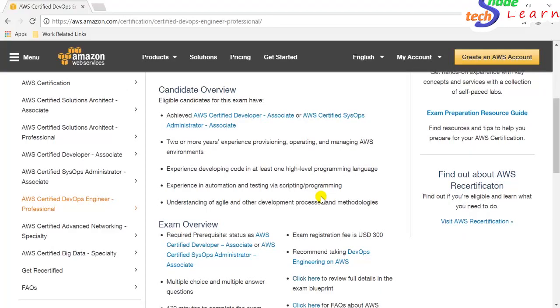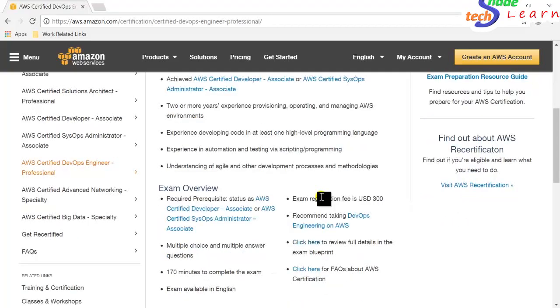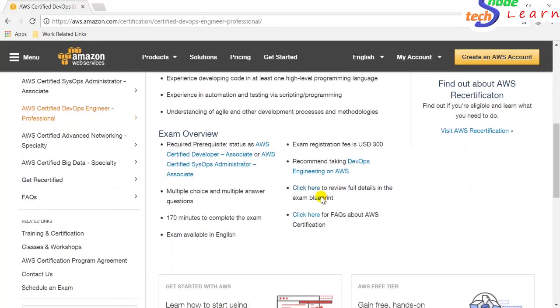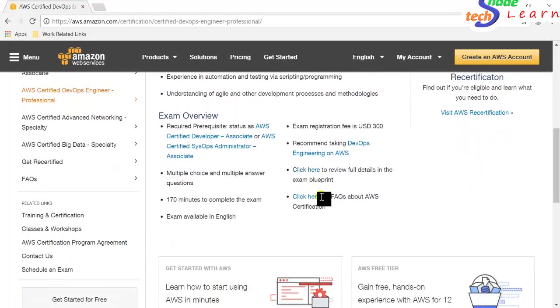Apart from that, as we discussed earlier, it needs an associate level certification, either Developer or SysOps Administrator, and some 2 or more years of experience in provisioning, operating, and managing AWS environments. It needs some experience in developing code in at least one high-level programming language, experience in automation, testing, and scripting, and it will be good to have some overview of agile and other development processes and methodologies. So, what is the exam overview going to be?